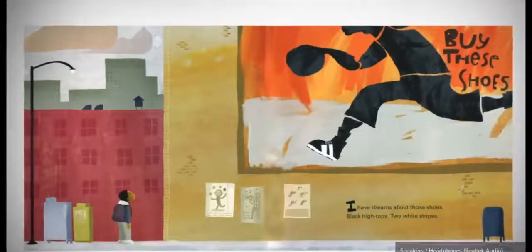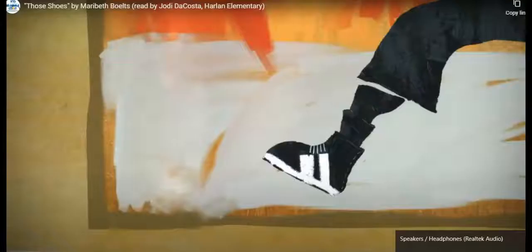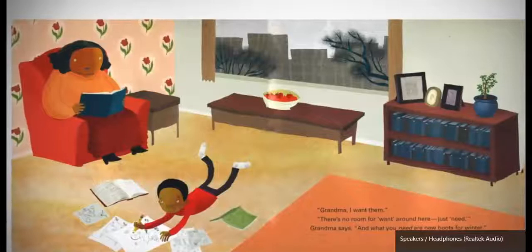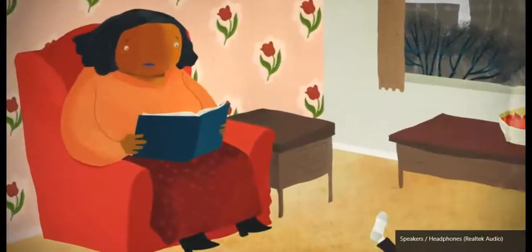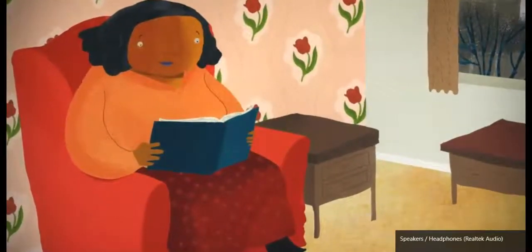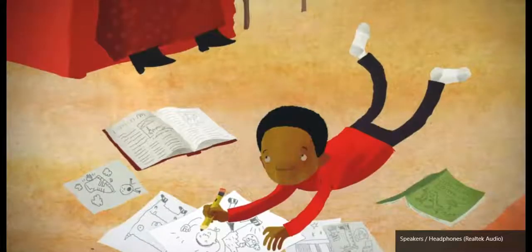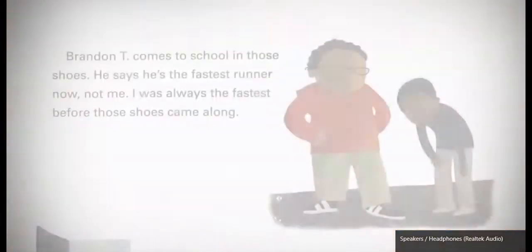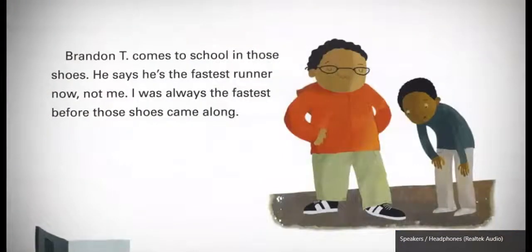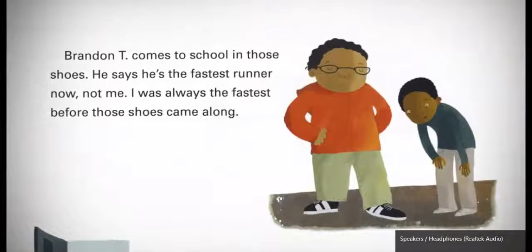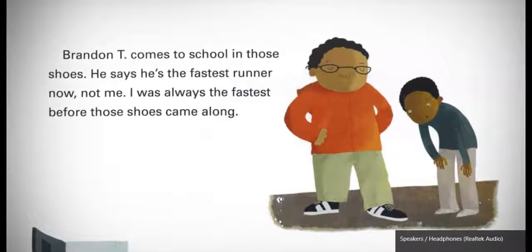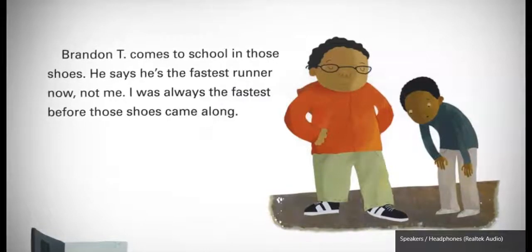I have dreams about those shoes. Black high tops, two white stripes. Grandma, I want them. There's no room for want around here, just need, Grandma says. And what you need are new boots for winter. Brandon T. comes to school in those shoes. He says he's the fastest runner now, not me. I was always the fastest before those shoes came along.